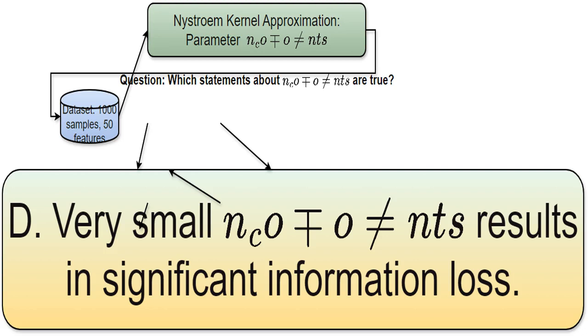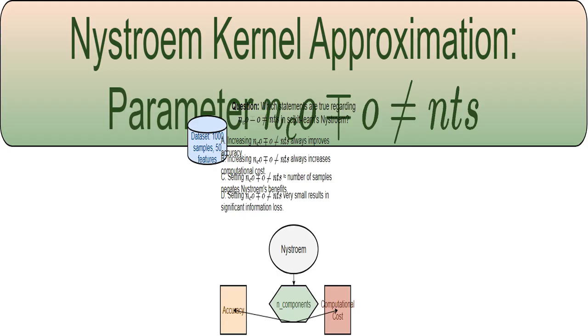If I use a tiny n_components value, I'm only using a small fraction of my data for the approximation. This will lead to a significant loss of information, resulting in a poor and inaccurate approximation of my kernel matrix. Think of it like trying to describe a whole landscape with only a few pixels. That just won't do. The Nystroem method is a clever technique that speeds up kernel methods by approximating a large kernel matrix using a smaller subset of your data.